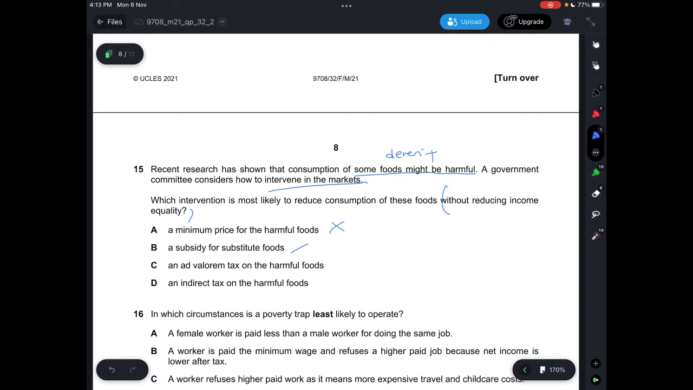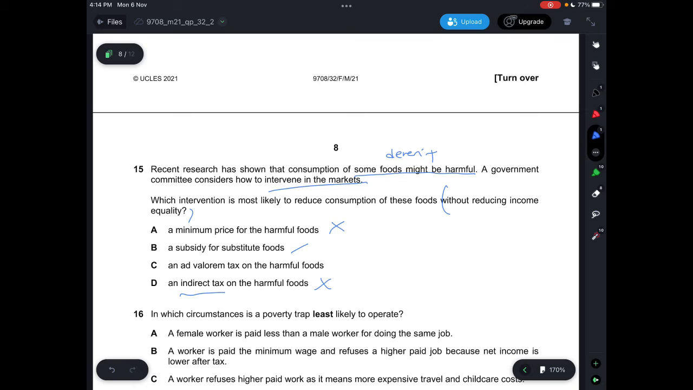C and D say ad valorem tax and indirect taxes. This will result in income inequality, because indirect tax itself is basically a regressive tax, so this will result in people who are poorer actually paying a higher percentage of indirect taxes, so D is not the answer.